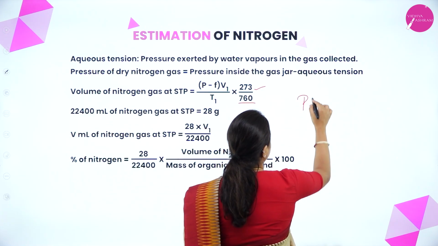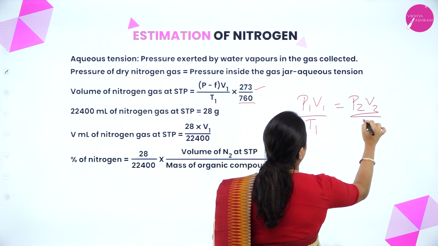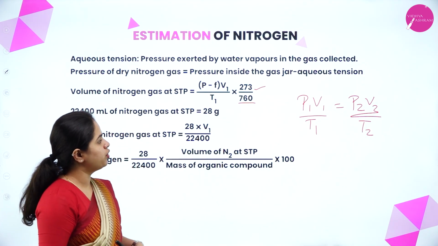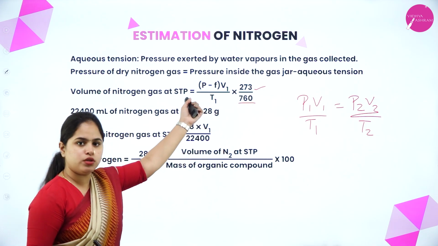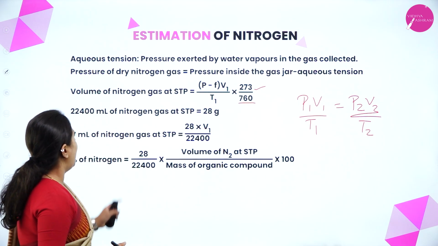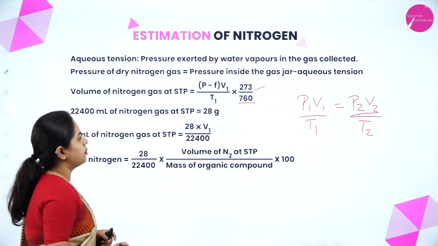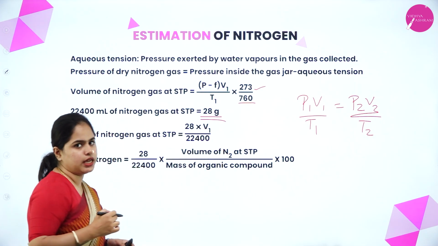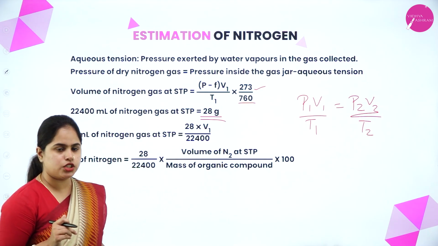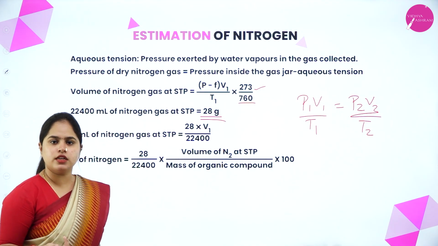This is from the simple equation P1 V1 by T1 is equal to P2 V2 by T2. So if you have to calculate V2, what will you do? P1 V1 by T1 into T2 comes here. So that is how you have obtained this particular equation. And 22,400 ml of nitrogen gas at STP contains 28 gram of nitrogen gas. So that means this is what? This is molar volume, right? Under STP conditions, 28 gram of nitrogen gas will contain 22,400 ml of nitrogen gas, right?